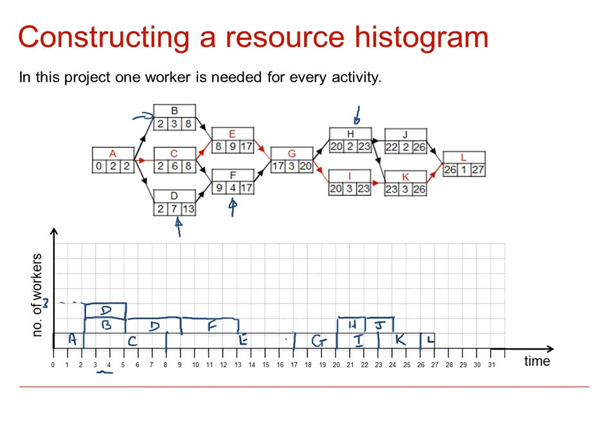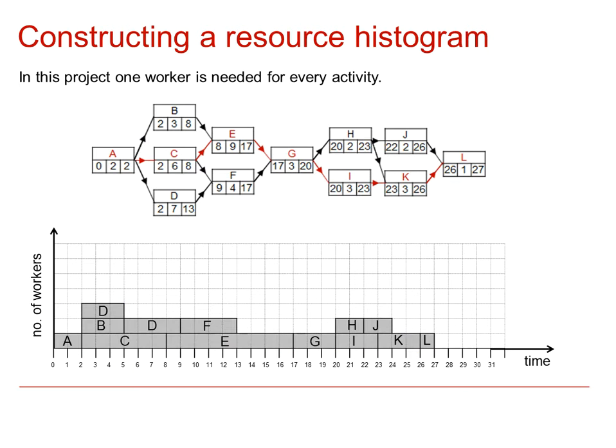For example, we had 3 workers required at time 3. But if we come down to time 15 to 16 here, we can see that we only require one worker at that particular part of the project. Now that would allow you to then decide on the number of workforce that you need to allocate to this project at any particular time.